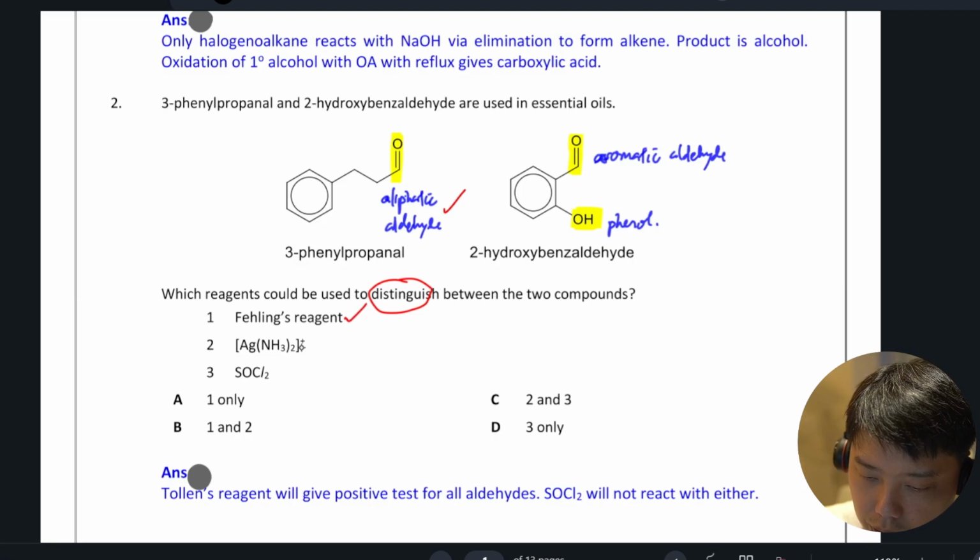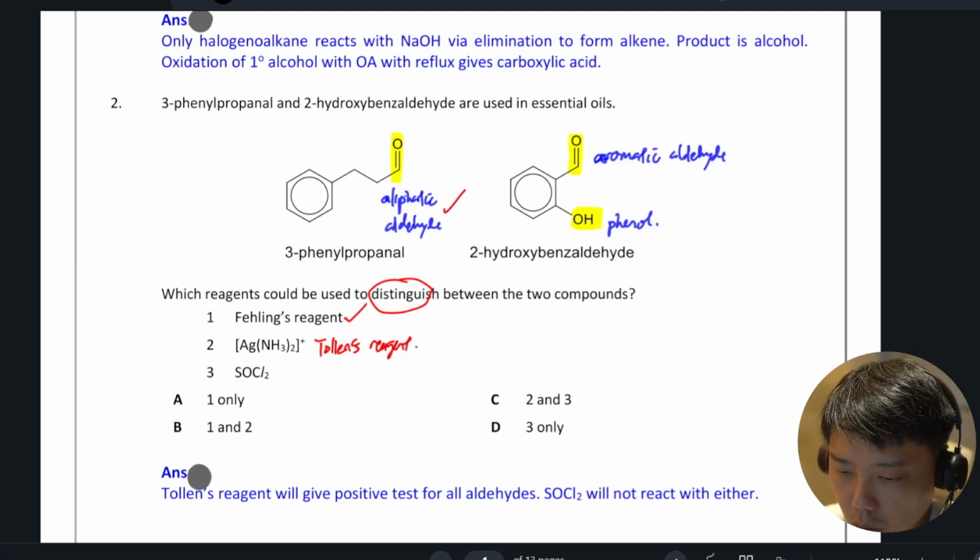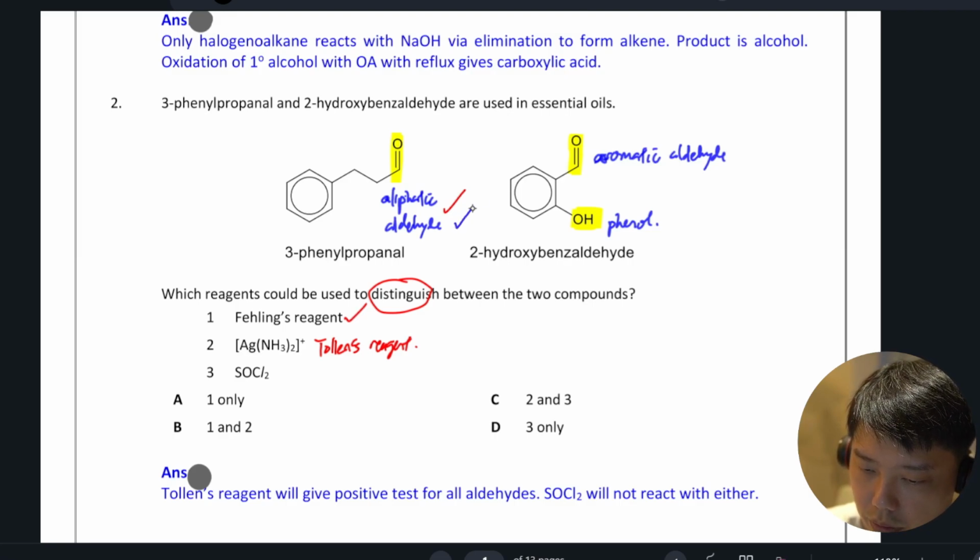The second one is your Tollens. So you've got to recognize Tollens reagent if they give you the complex. Tollens will react with all aldehydes, so it will react with both the first and the second molecule. Thus, we cannot use Tollens to distinguish.